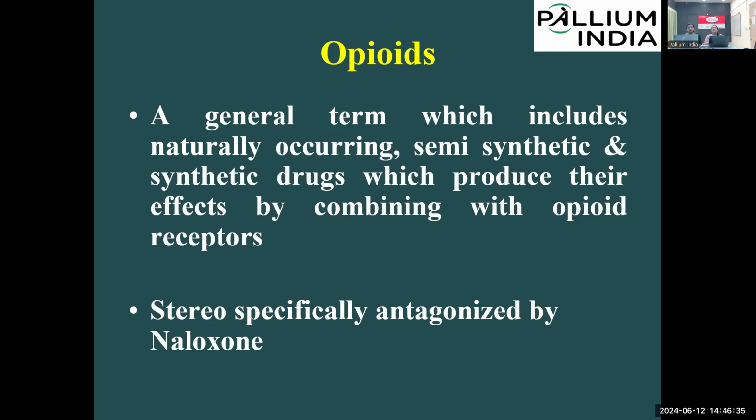So now moving on to what are opioids. The two main characteristics of opioids are that they combine with the opioid receptors to produce their effects, and that their action is antagonized by naloxone. They can be naturally occurring, semi-synthetic or synthetic drugs. Their effect can be reversed or antagonized by naloxone.